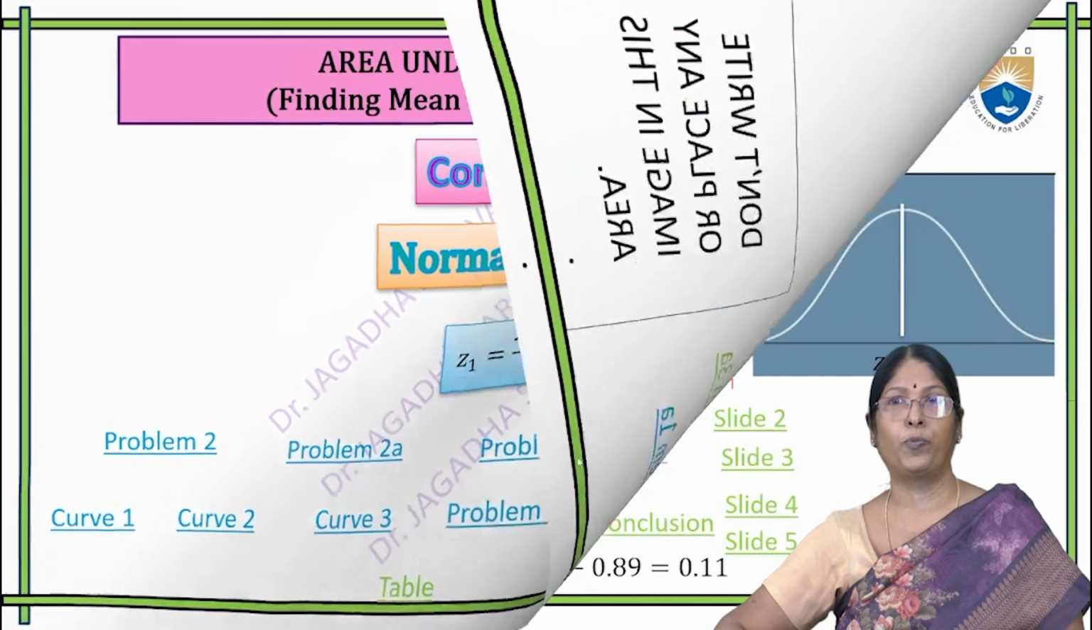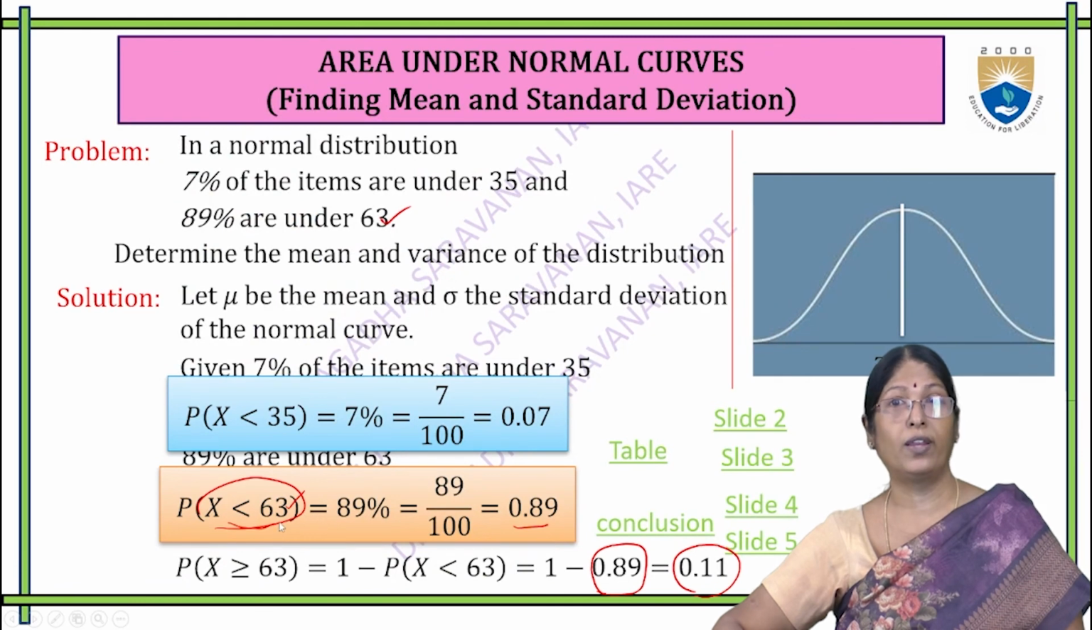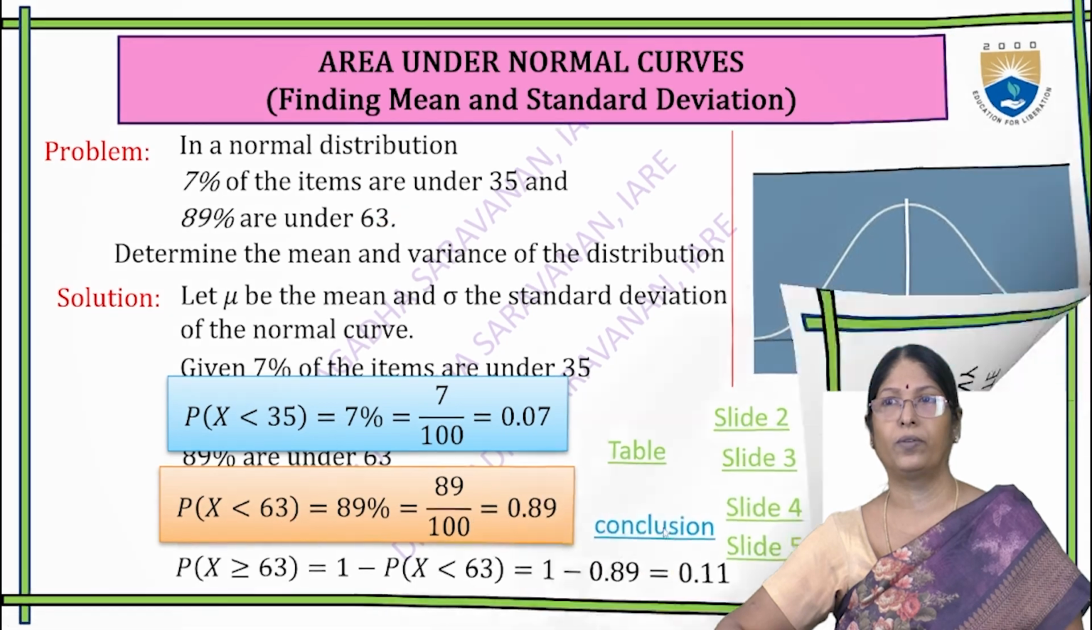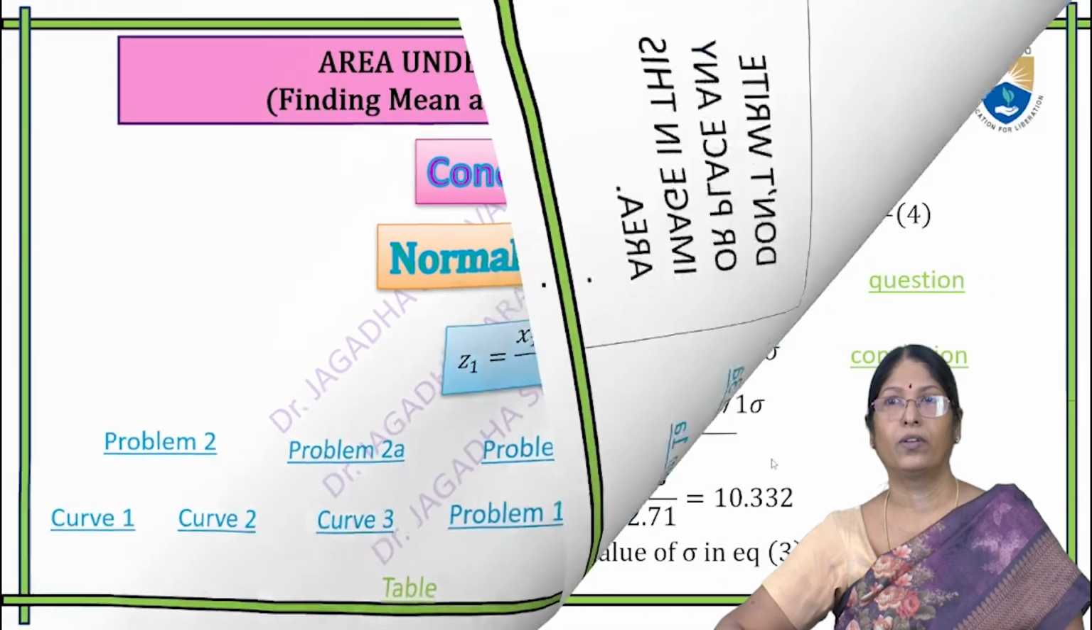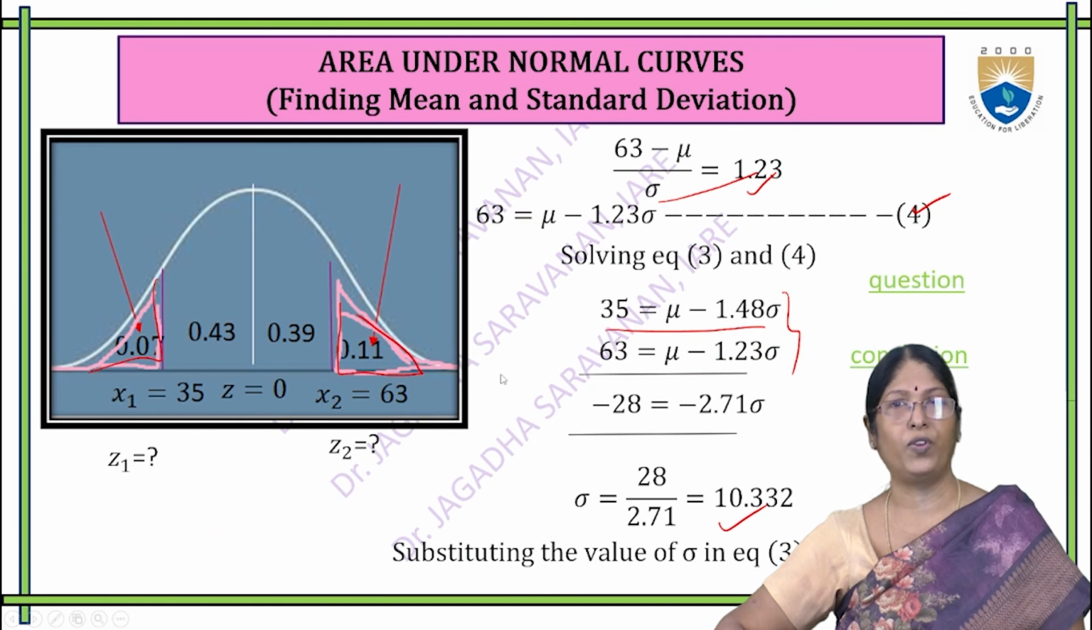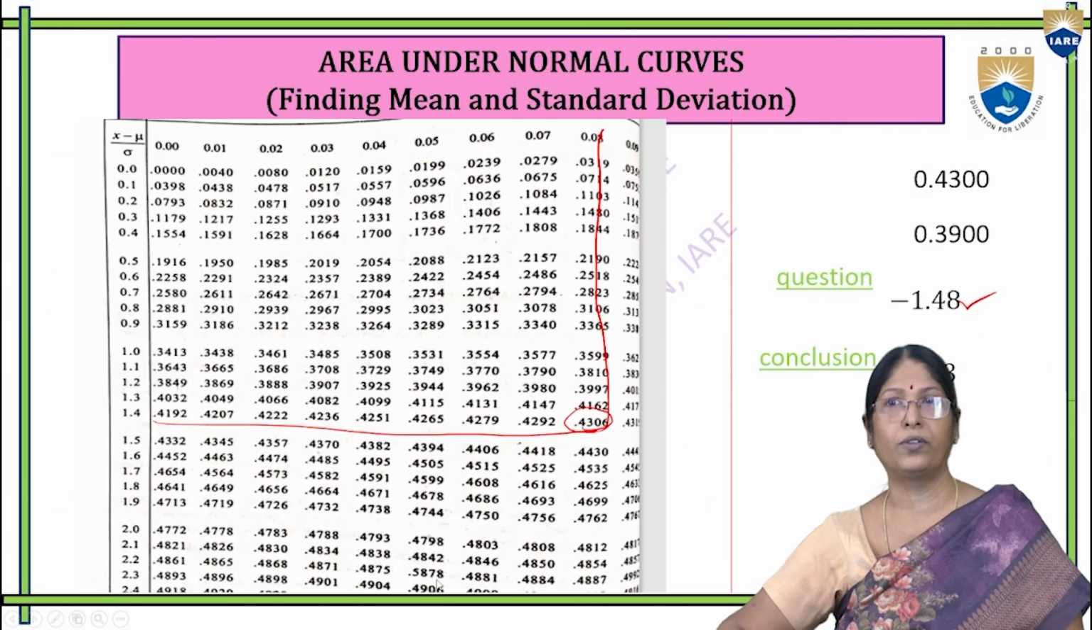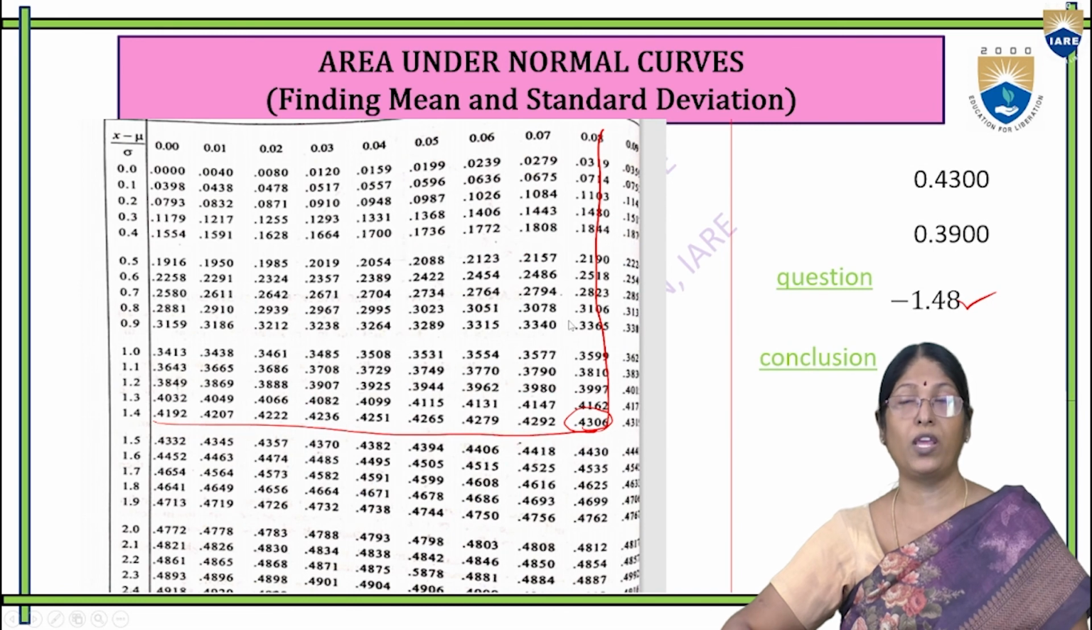And the third problem, the condition which is given as less than 63, we changed into greater than or equal to 63. Why it is changed, that also we discussed in detail. Yes, this is the final diagram we obtained for this problem. And how we obtained this 1.23 and this minus 1.48, this is the normal distribution table which helped us find the values.